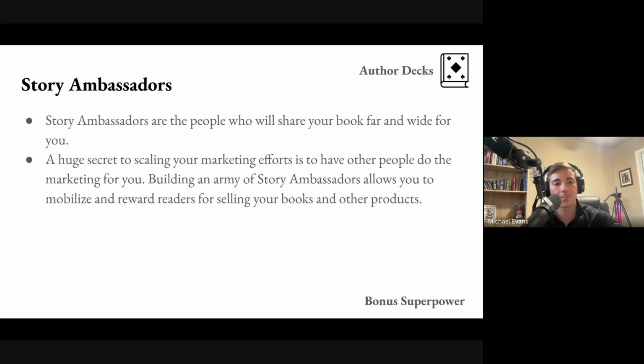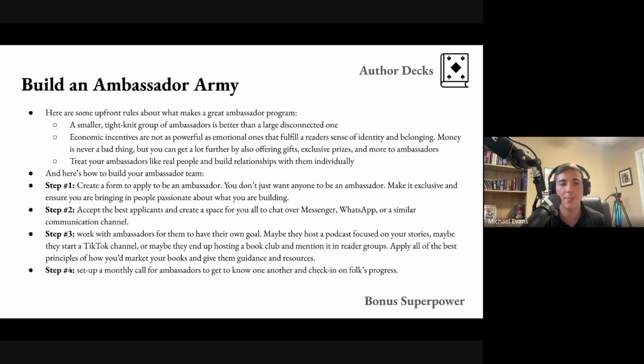Story ambassadors are the people who will share your book far and wide for you. These are your ambassadors, and you're going to reward them for selling your books and products for you. You're going to turn them into your marketing force. Now this feels like, come on, that's crazy. But look what authors do with their street teams. Story ambassadors take street teams to the next level, because I don't think street teams go far enough. Here's what I mean.